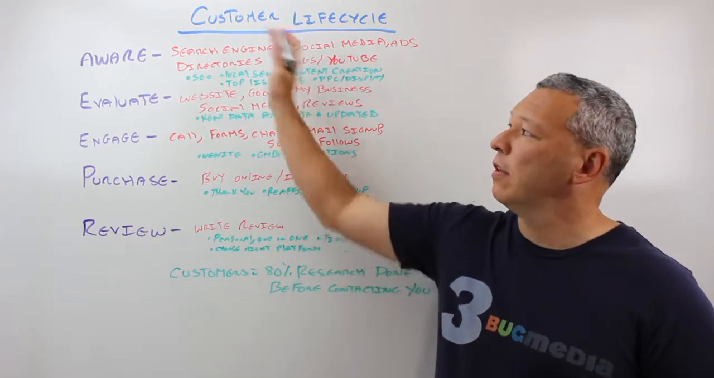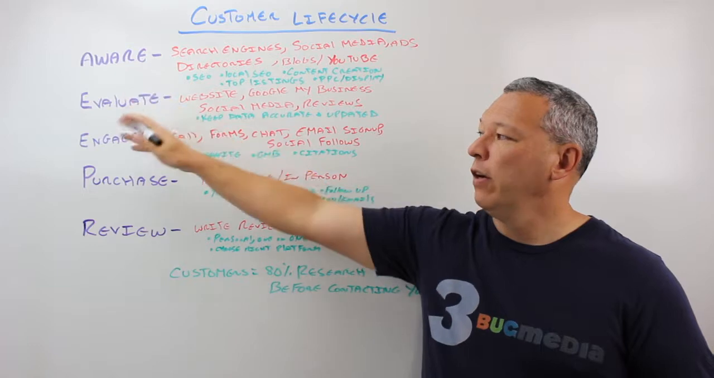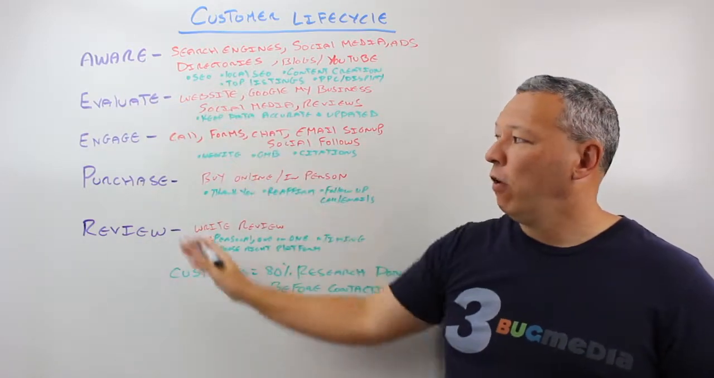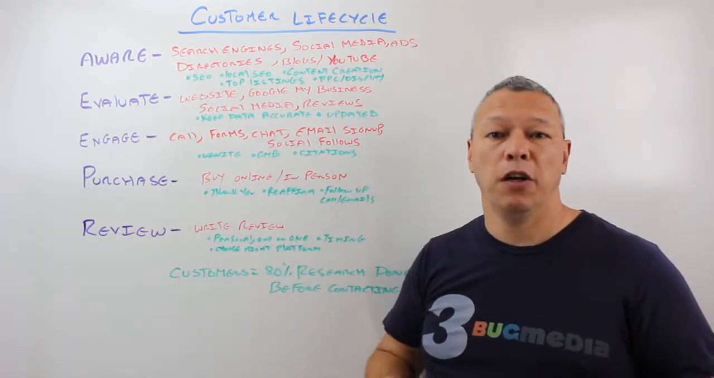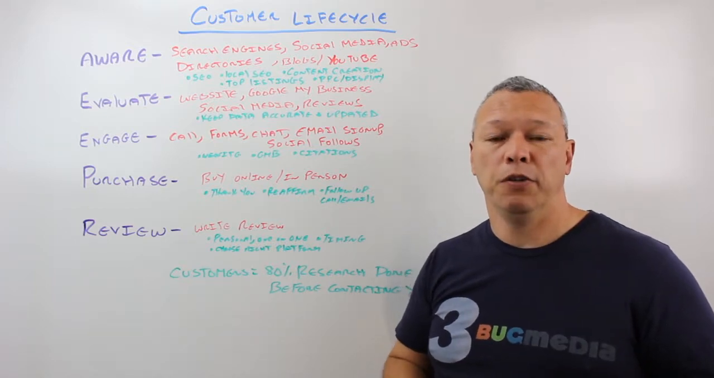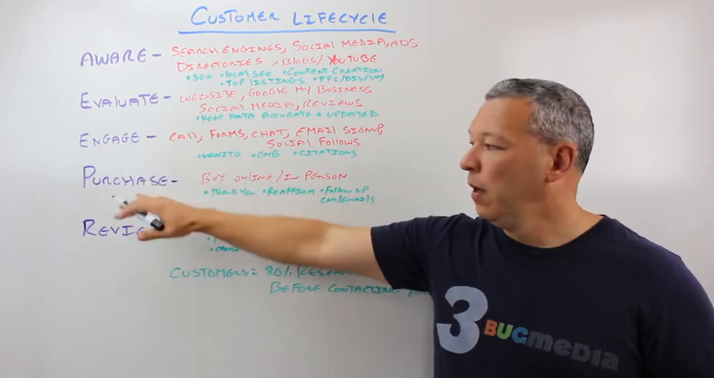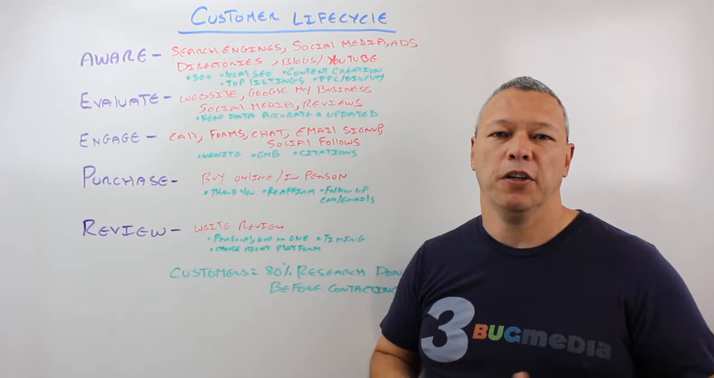Okay, so this is a local online marketing customer life cycle: awareness, evaluate, engage, purchase, review. Make sure that you have all of these in place, because like I said, the first half, you'll never know. People will come and go and decide not to use you, and you'll never know, and you'll never have the opportunity to speak to them. But once they do, make sure that you create a positive user experience for your customer.